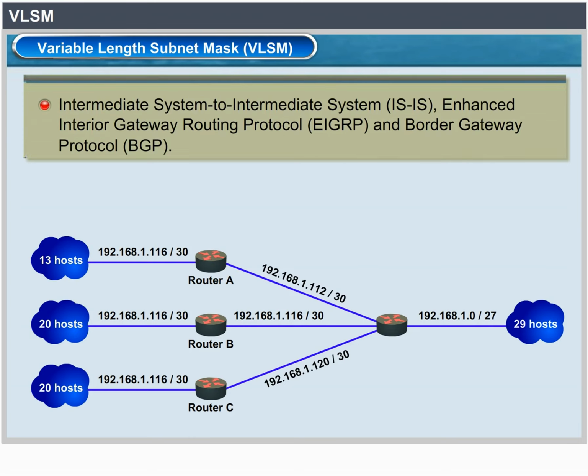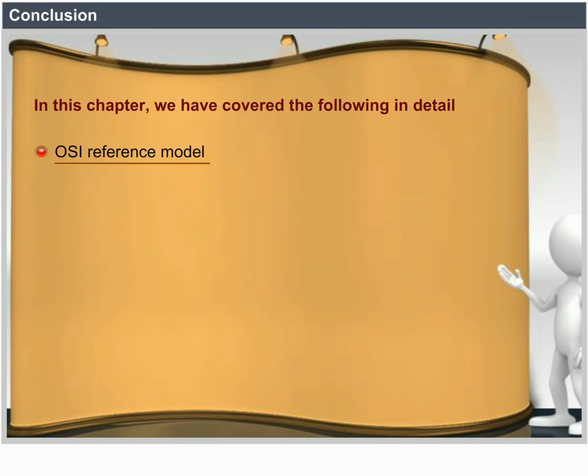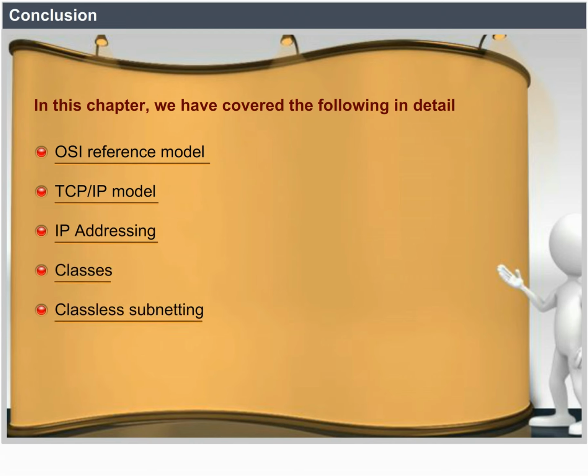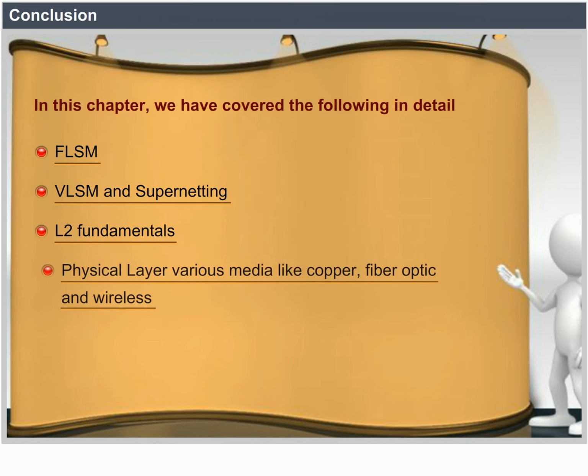Conclusion. In this chapter, we have covered the following in detail: OSI reference model, TCP/IP model, IP addressing, classes, classless, subnetting, FLSM, VLSM and supernetting, L2 fundamentals, physical layer, various media like copper, fiber optic and wireless.